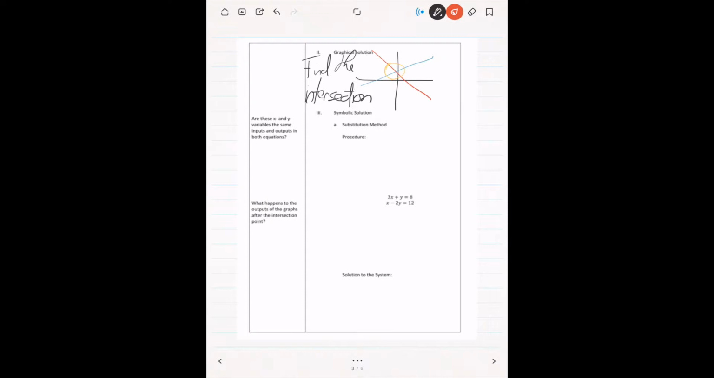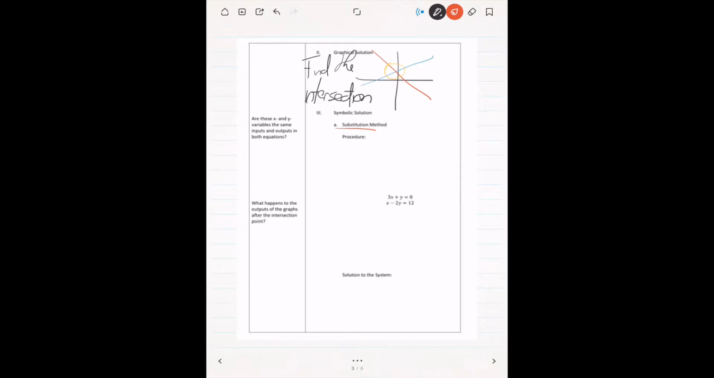Not the best to actually put together. So what we want is a purely algebraic method for doing this. And one of the methods, we actually have a few, is called the substitution method. I'm going to do some work first, and then I'm going to go over what the procedure is for this.